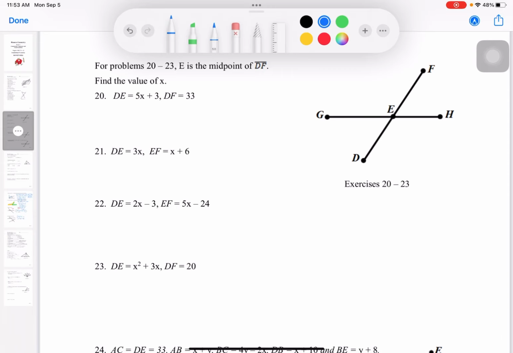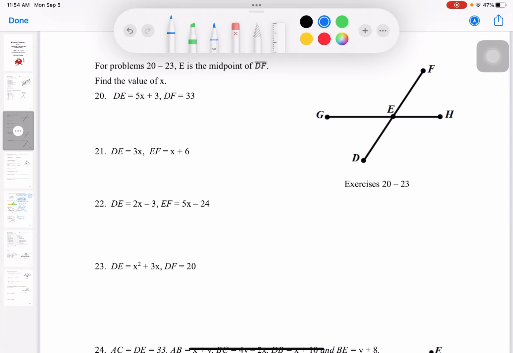I'm going to go over homework 3-2 problems 20, 21, 22, 23, 24, and 25. I will just walk you through setting up the equation for each problem, and then it's your responsibility to figure out the value of the variable or variables. Let's take a look at the problems.